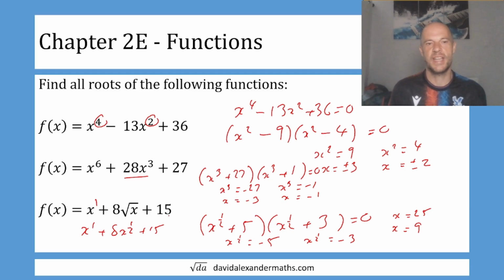So these ones are quite tricky, not easy to spot, but I suppose the key thing is recognising that 2 is half of 4, 3 is half of 6, and this is a half. A half is obviously half of 1, and turning it into two double brackets.